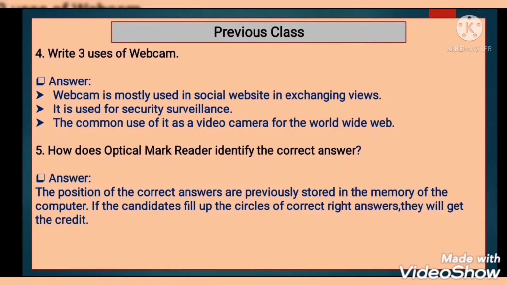And the last question here, how does an optical mark reader identify the correct answer? Yes, it is the use of OMR. The positions of the correct answers are previously stored in the memory of the computer. If the candidate fills up the circle of the correct answer, they will get the credit. That means it actually works by the reflection of light.